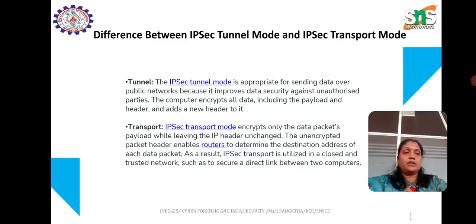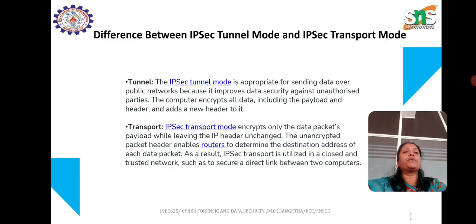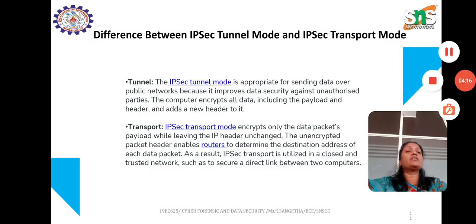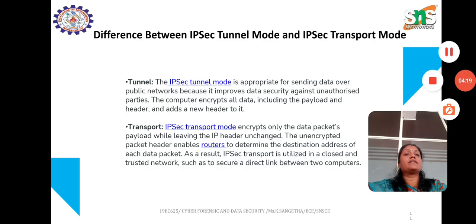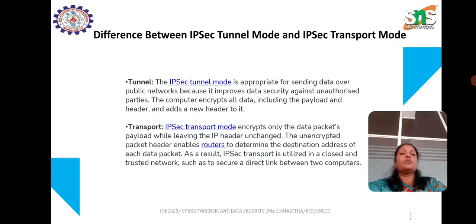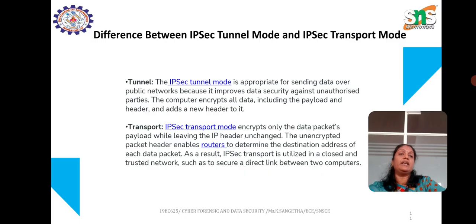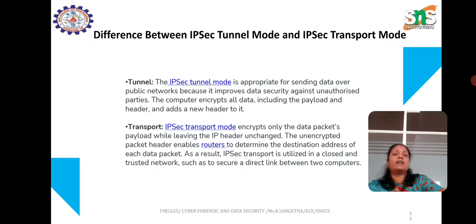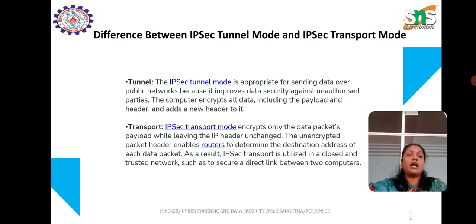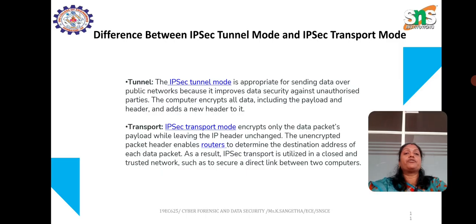So there are two modes. The main difference between IP security tunnel mode and transport mode is this: tunnel mode is appropriate for sending data over public networks because it improves data security against unauthorized parties. The computer encrypts all data including the payload and header and adds a new header to it. But in transport mode, it encrypts only the data packet's payload while leaving the IP header unchanged.